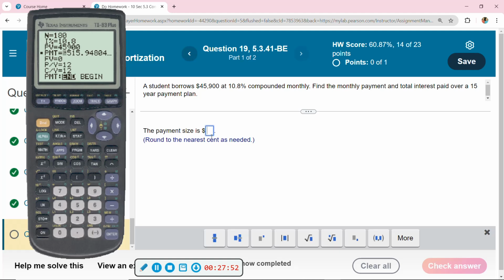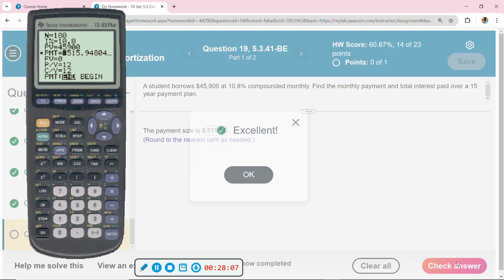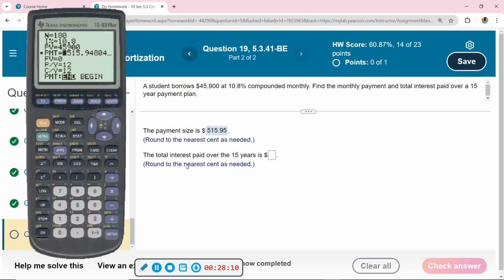$515, and is that 0.948 or 0.940? That's 8. So would y'all call that 95 cents? $515.95. So this person is paying $515.95 a month for 15 years. How much interest did they pay on that $45,900 loan? Now this might be a little shocking.